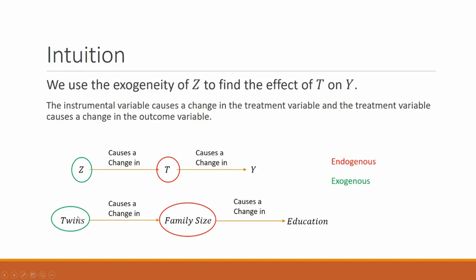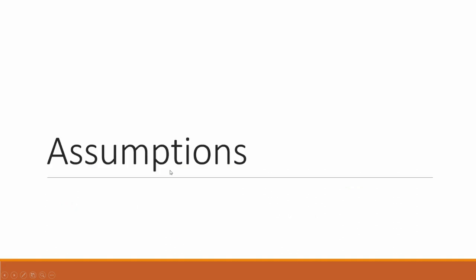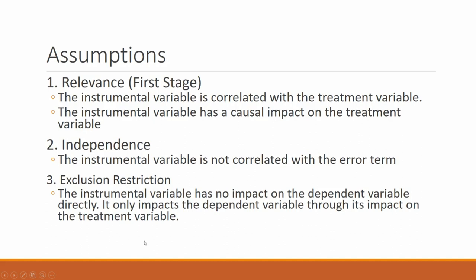So basically, we're saying that there's no arrow that goes directly from twins to education. There's no arrow that goes directly from Z to Y. The only connection between Z and Y is through T. That the only way that Z can affect Y is because Z affects T. That's the exclusion restriction assumption.